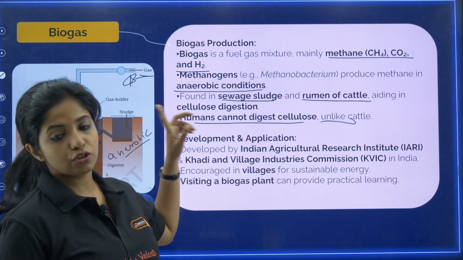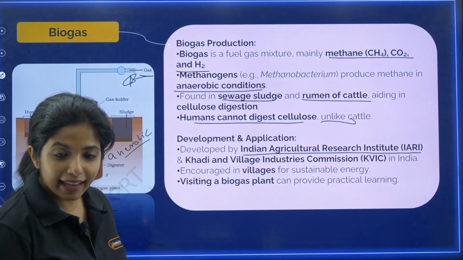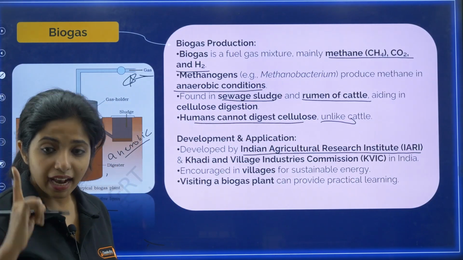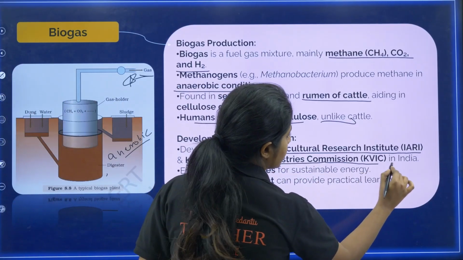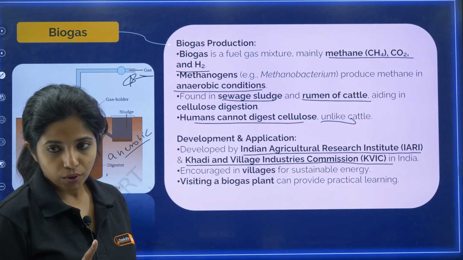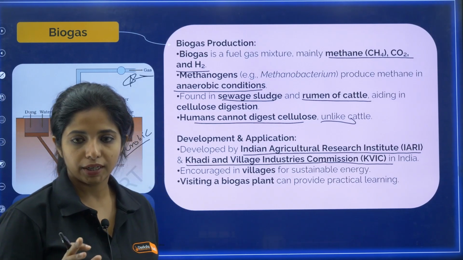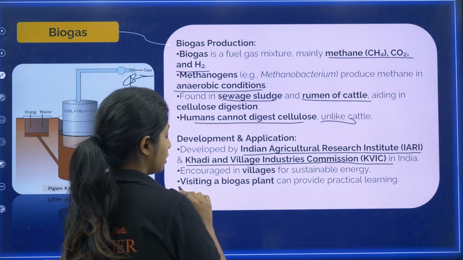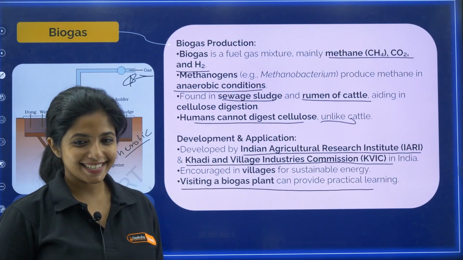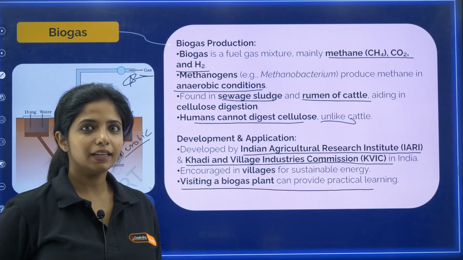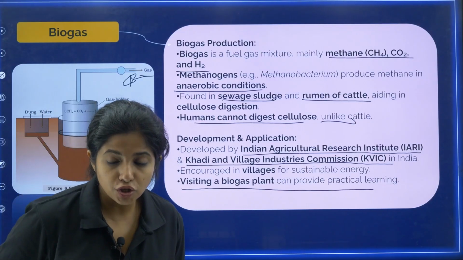Now, development and application of biogas. It was developed by the Indian Agricultural Research Institute, IARI, and also the Khadi and Village Industries Commission, KVIC. Very important question. Okay, you might be asked to put the full form, so you should know about it. It is encouraged in villages for sustainable agriculture. Visiting a biogas plant would give you practical learning. Yes. Okay. So the Indian Agricultural Research Institute and the Khadi and Village Industries Commission are very important.